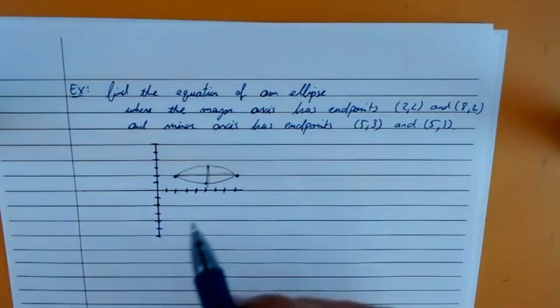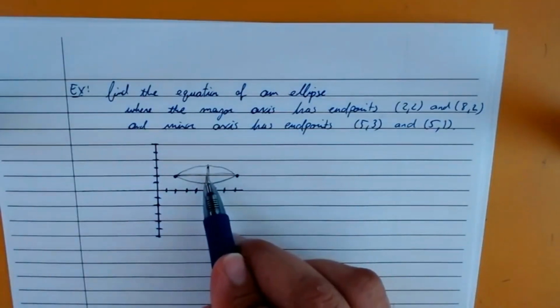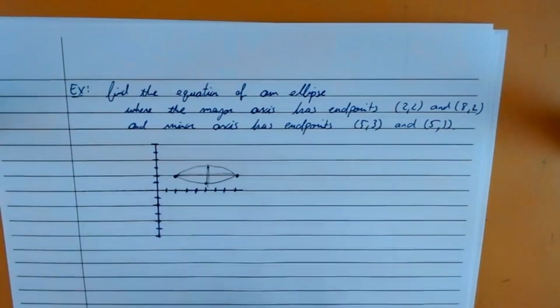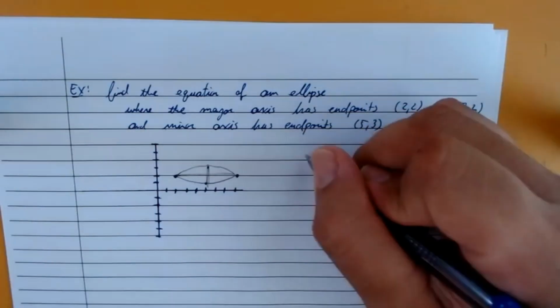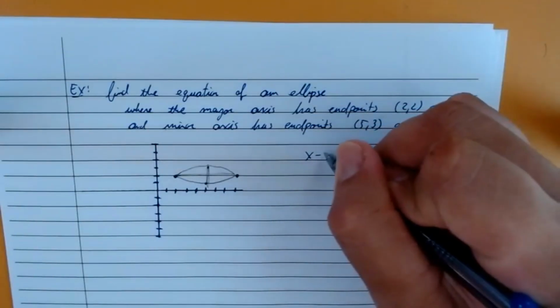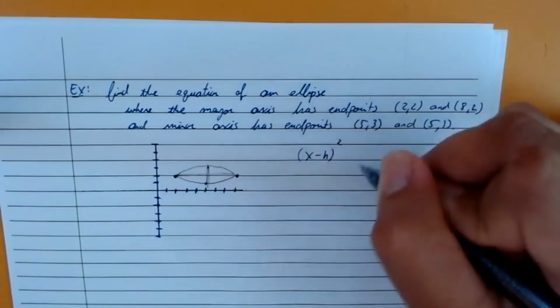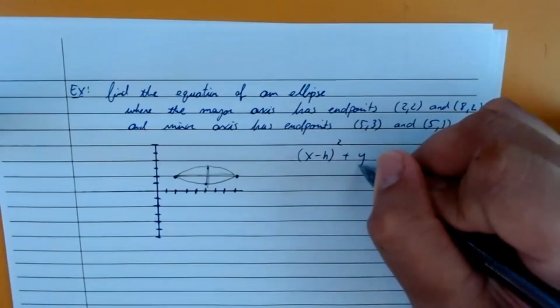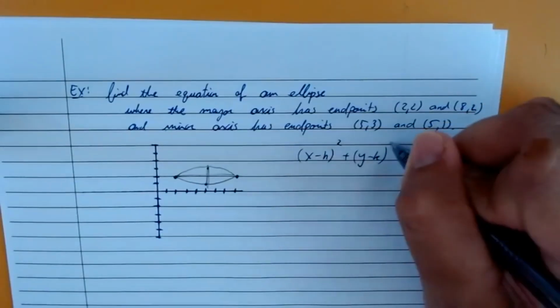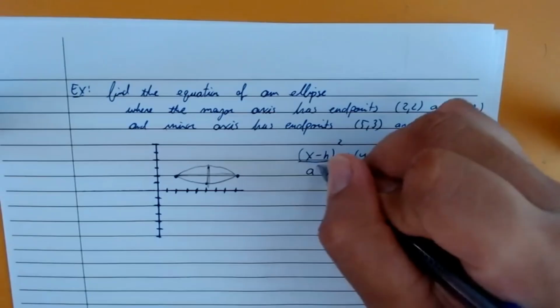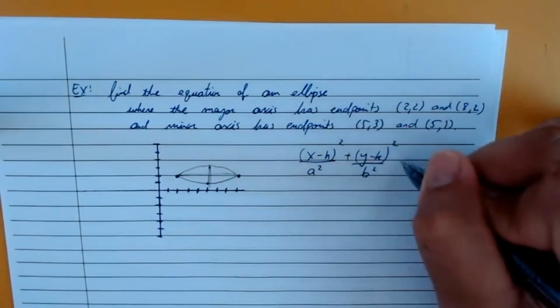Well, note that our major and our minor axis intersect at the center. Well, that's one of the things that we need. We're going to need to fill in x minus h squared plus y minus k squared. This one over a squared, and this one over b squared equals 1.